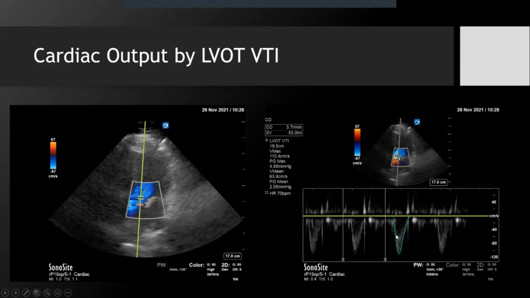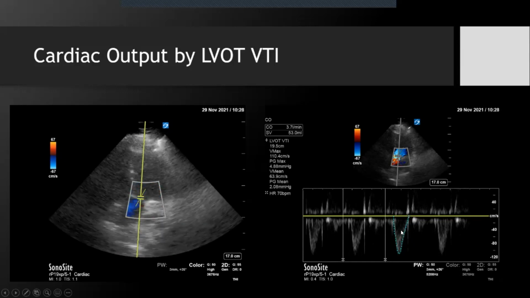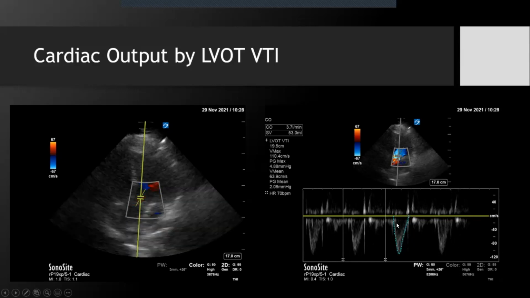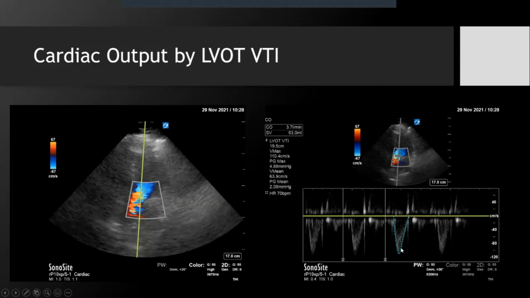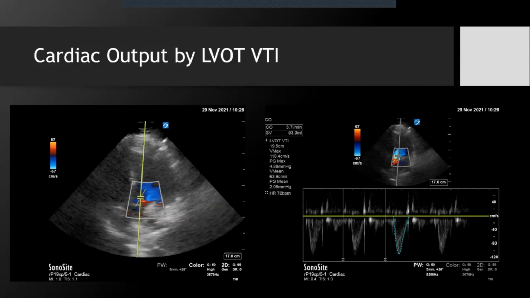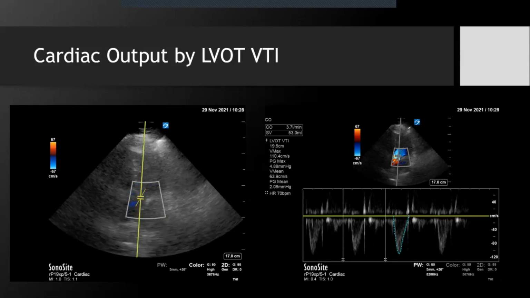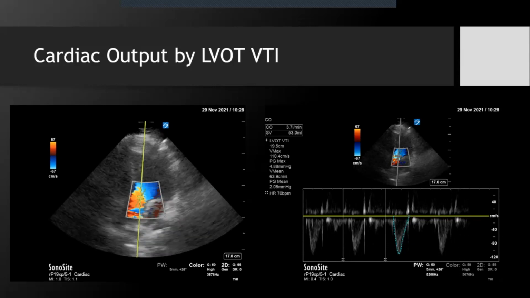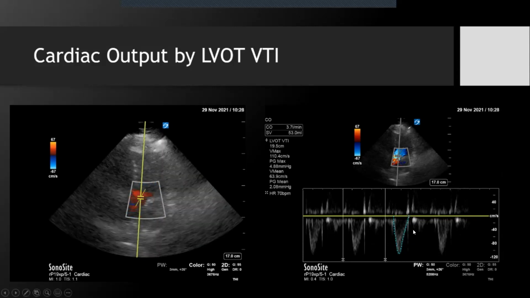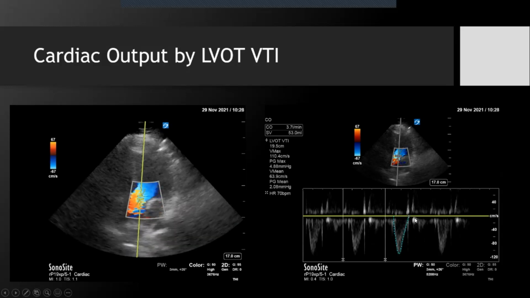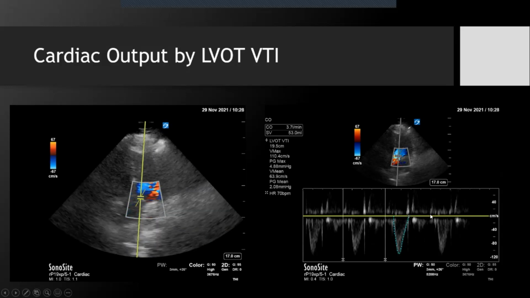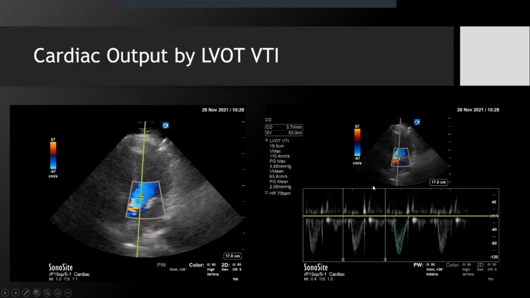To get cardiac output, you need to input heart rate. But here, as I mentioned at the beginning of the talk as well, what we're really looking for is a 10 to 15% increase in stroke volume. So you don't need to get your LVOT diameter. You don't need to get an actual cardiac output measurement. You can just get your LVOT VTI, measure one from before and one within the minute after, and see if it's changed by 15%.